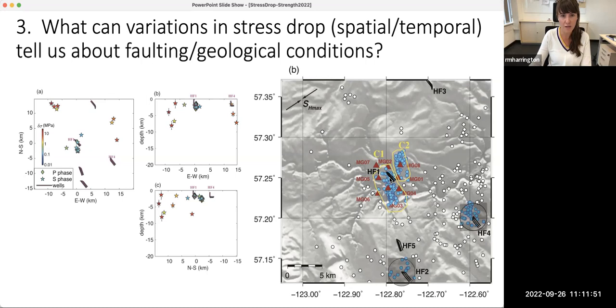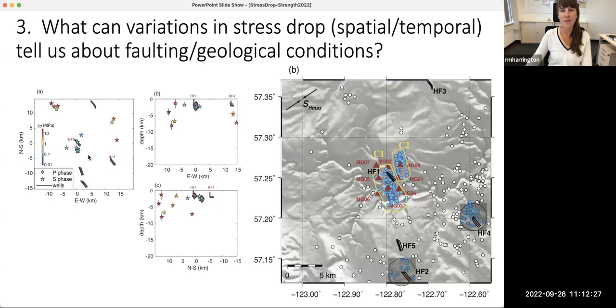I'm going to focus on this well here, hydraulic fracturing well 1. I forgot to explain, these little lines here are showing the horizontal trajectory of the well. In the plot on the left we have map view, and we're looking at depth on the 2 panels on the right. You can see from the color bar that the stress drop values for the events close to the well are systematically lower relative to the events which are further away from the well.